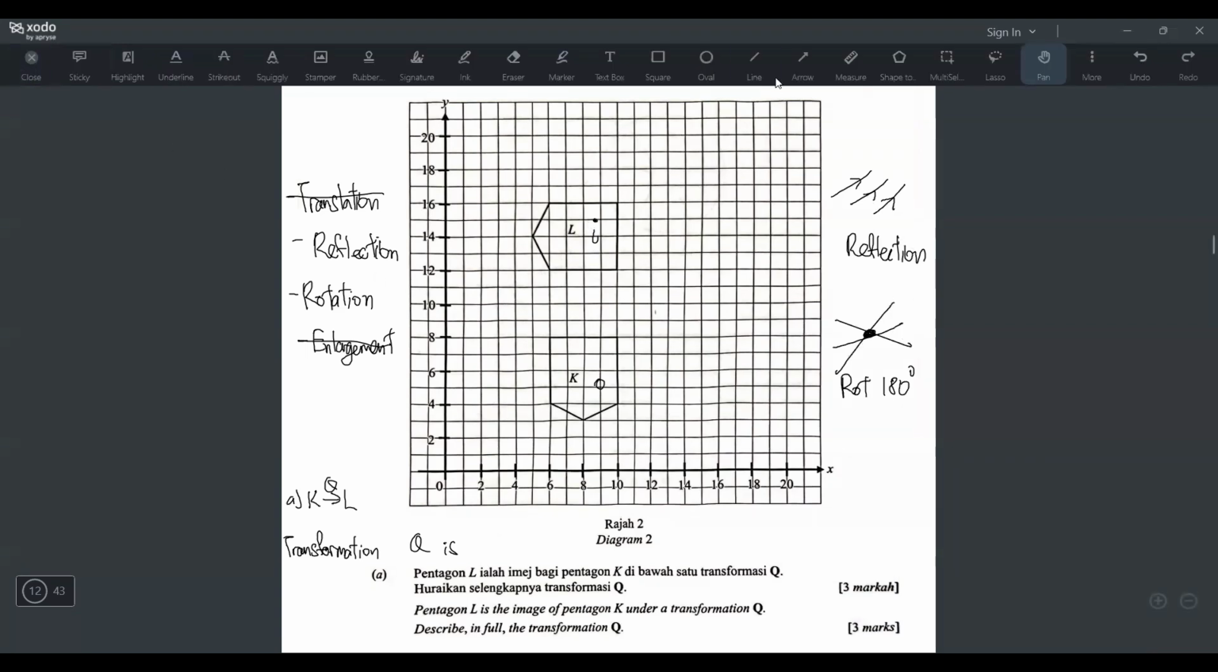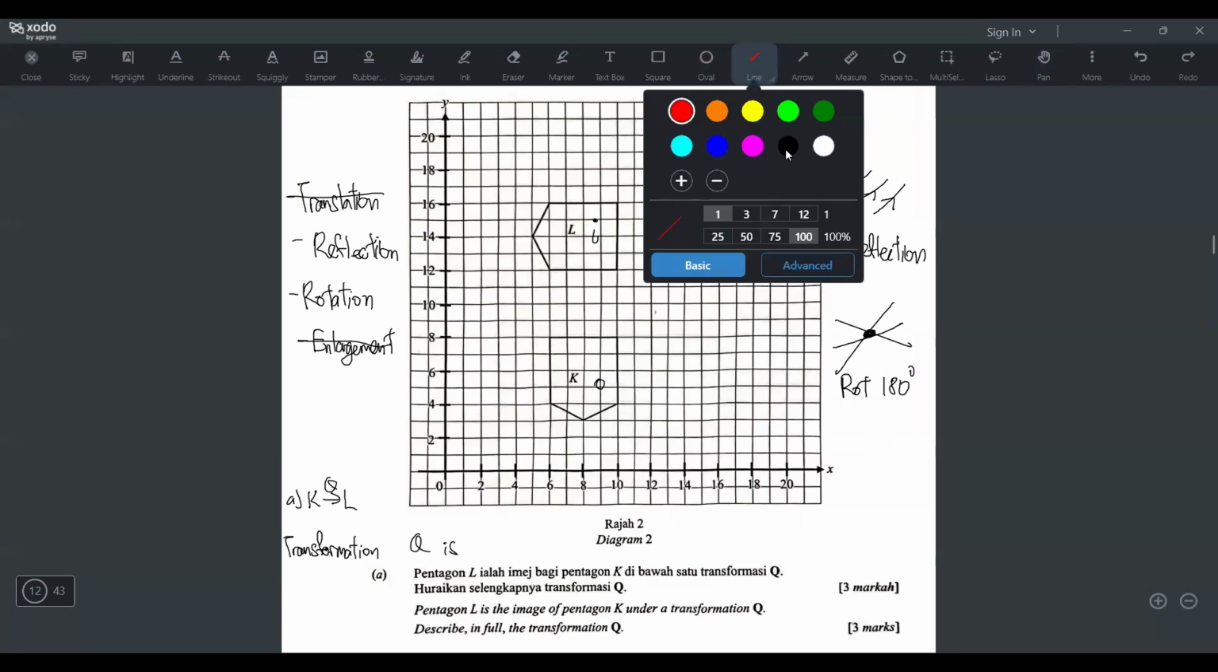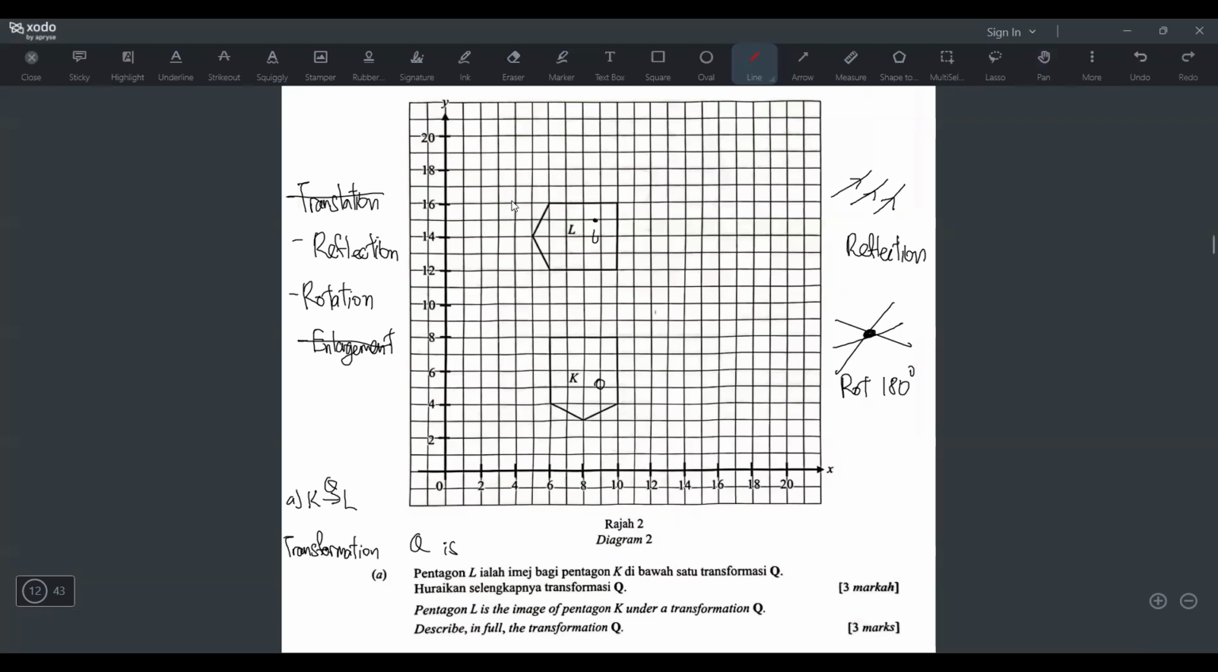So what I'll do now, I'll take out my ruler. I'll use red color. I will join all the corresponding points. Can you tell me which point is corresponding to this one? Is it this one, right? Why this one?